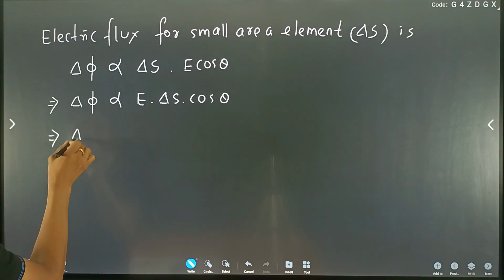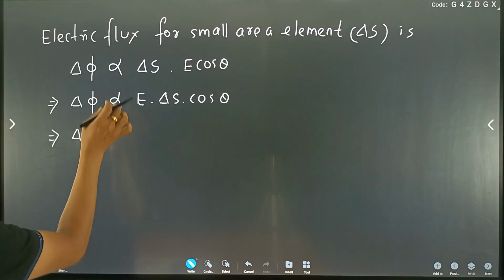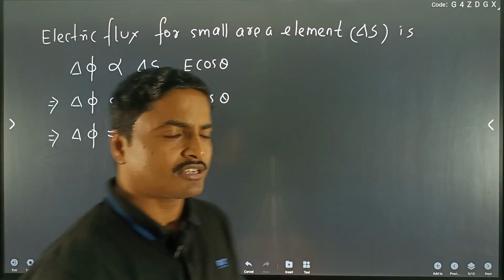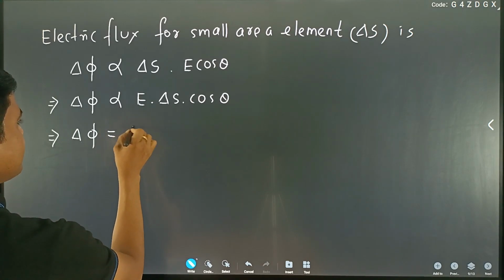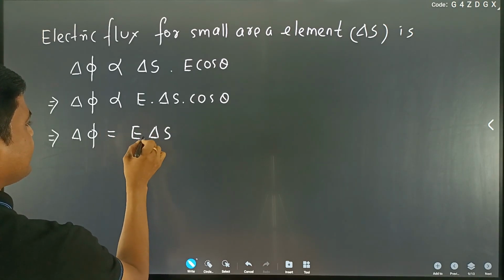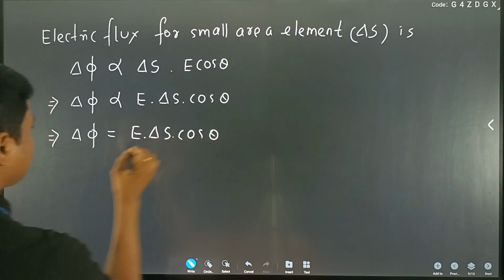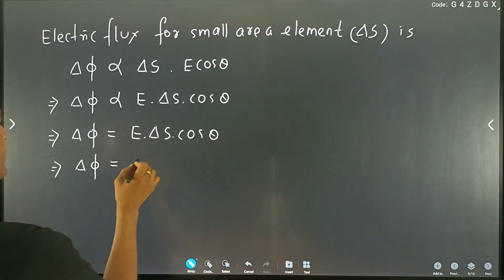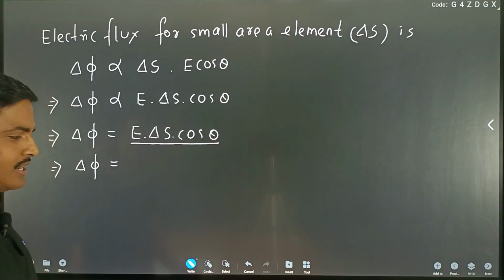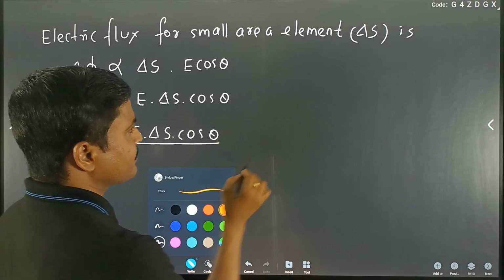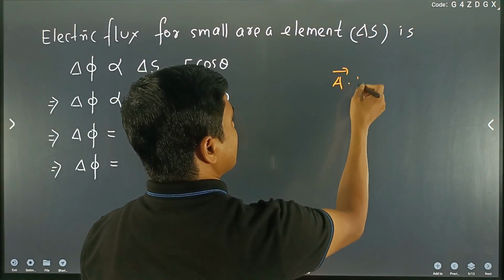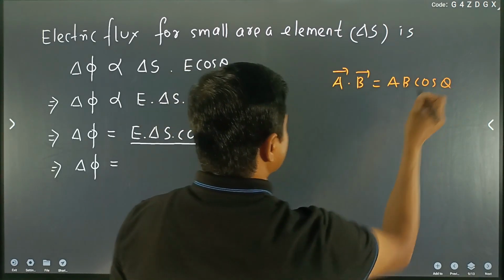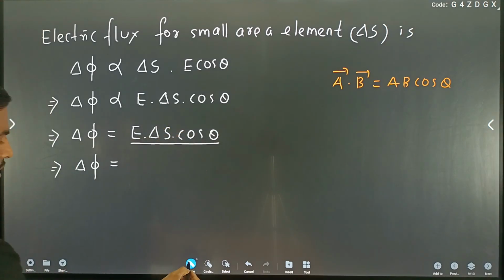That implies we write del phi is equal to, in place of this proportionality we put an equal sign and multiply by a constant. Suppose your constant is equal to 1, simply we write E del S cos theta. That implies the electric flux for a small area element is equal to E del S cos theta. What is E del S cos theta? You know in class 11, vector A dot vector B is equal to AB cos theta. That means this is the dot product of two vectors.